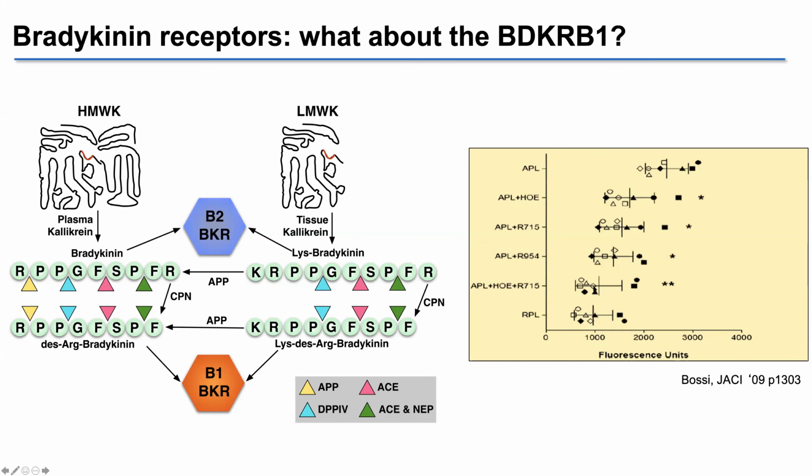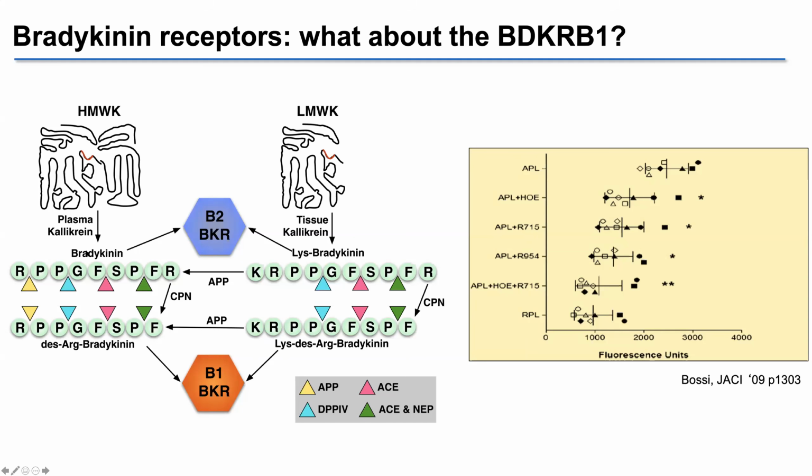I think there are several problems with this, the most important of which is that desarg bradykinin is very active on the B1 receptor in rodents, but in humans, it has almost no activity on the human B1 receptor. So I really don't think that their conclusion is correct. However, the B1 receptor signals constitutively. So if you increase the B1 receptor, it will start signaling and will increase permeability.